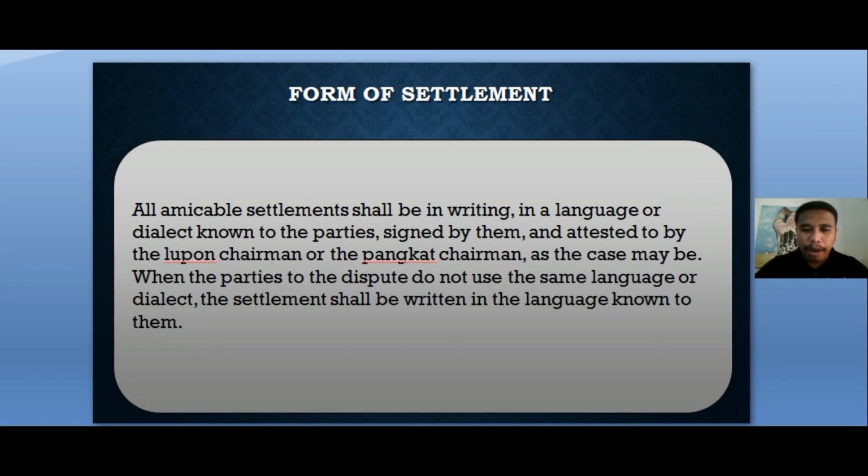In the same manner, if the person will go directly to the court or to the prosecution pillar for the filing of the complaint, and the complaint involves a case which is subject for amicable settlement at the lupon, it is the responsibility of the authorities to inform or to advise the complainant to go back again to the barangay or to the lupon to settle the case, because such case is under the jurisdiction of the lupon.